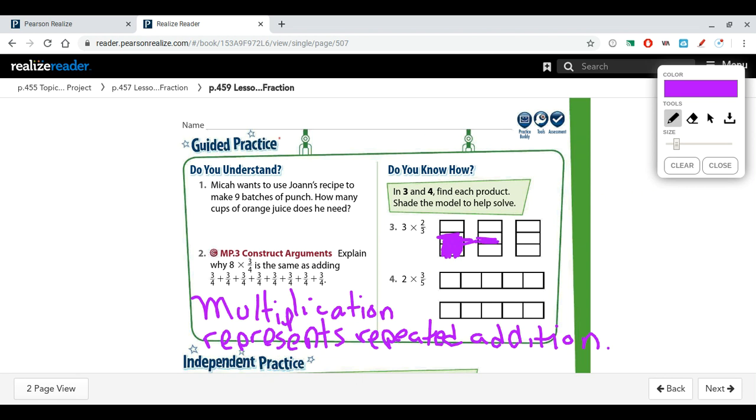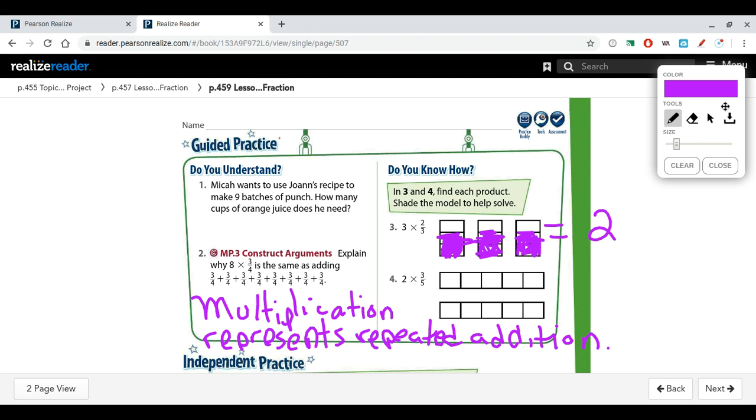Okay, so I'm going to go ahead and shade in my 2/3. And then I'm going to see how much I have total. So when I shade this in and see how much I have total, I'm going to count my boxes and then divide that by 3. So I have 1, 2, 3, that's a whole. 1, 2, 3, that's a whole. So my answer here is going to be 2.